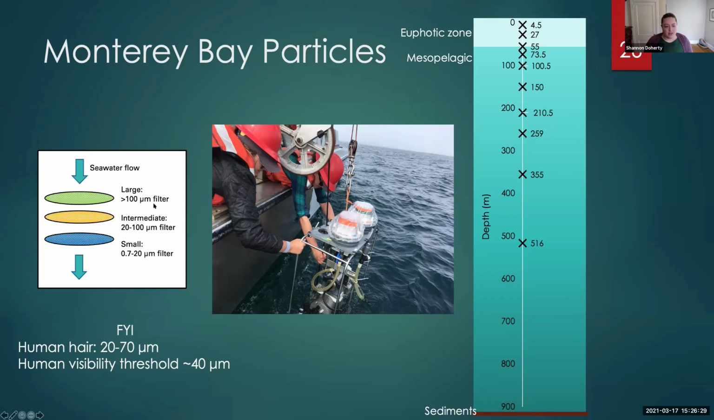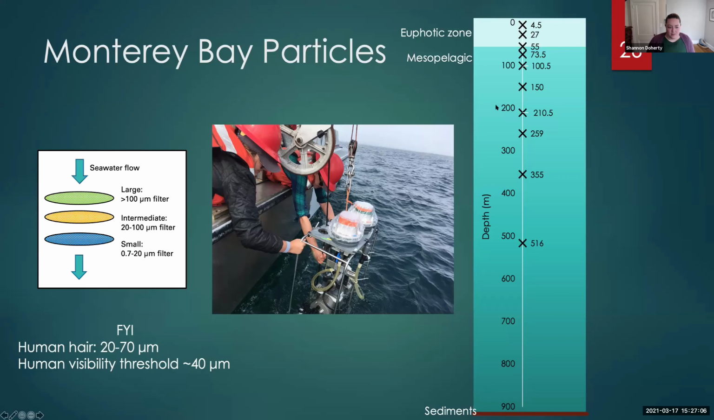And we used a stack of 3 different filters to get 3 different size classes. So our largest is greater than 100 microns, our intermediate is 20 to 100 microns, and our small particles are 0.7 to 20 microns. And just to put this into perspective, a human hair is about 20 to 70 microns wide, and our human visibility threshold is about 40 microns. So these small particles, we cannot see individual particles with our naked eye. Some of the intermediate and large particles we can see with our naked eye, but we're looking at the scale of a human hair. So very, very small still.